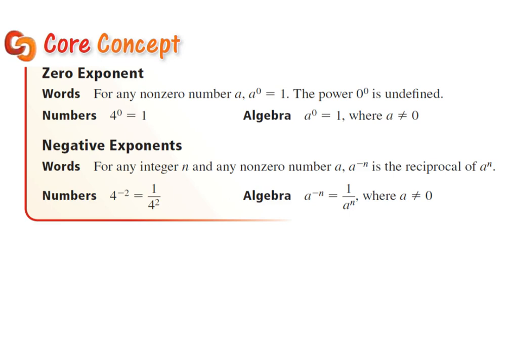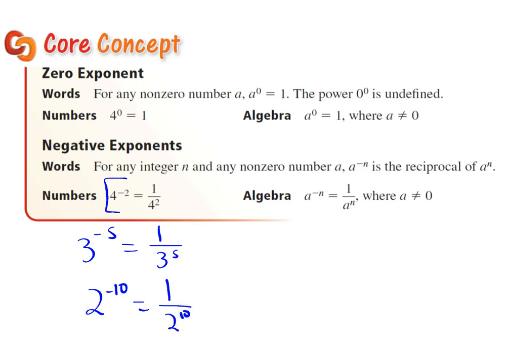Now negative exponents are interesting. Negative exponents do not make numbers negative. For any integer n and any non-zero number a, a to the negative n is the reciprocal of a to the n. That sounds kind of wordy, but the number example makes it a lot clearer. 4 to the negative 2 is equal to the reciprocal, so we get 1 over 4 squared. If we had 3 to the negative 5, that would be 1 over 3 to the 5th. 2 to the negative 10th would be 1 over 2 to the 10th.